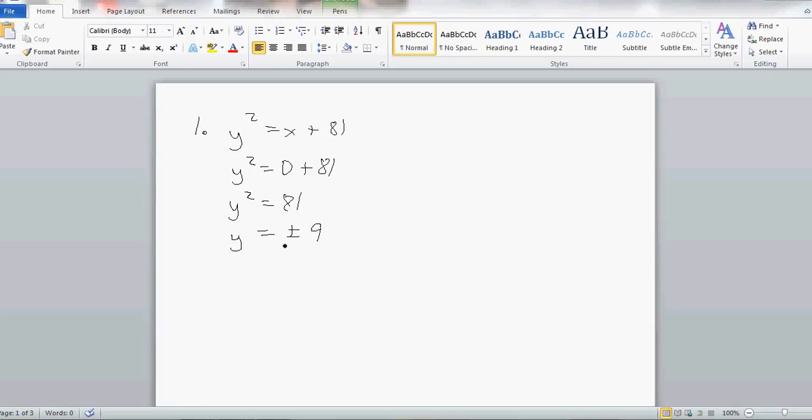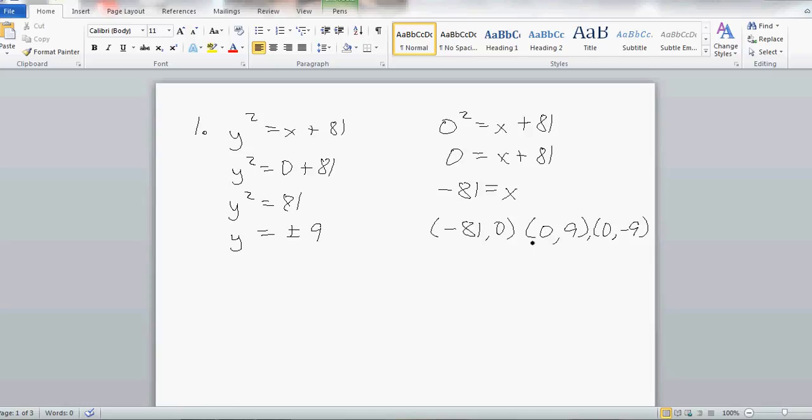minus 9. To find the x-intercept, what we do is we let y equal 0, and we get 0 equals x plus 81. We can subtract 81 from both sides so that x equals negative 81. And therefore the intercepts would be negative 81, 0. And that's gotten from here. And then these two would be 0, 9, and 0, negative 9. And there are the three intercepts.